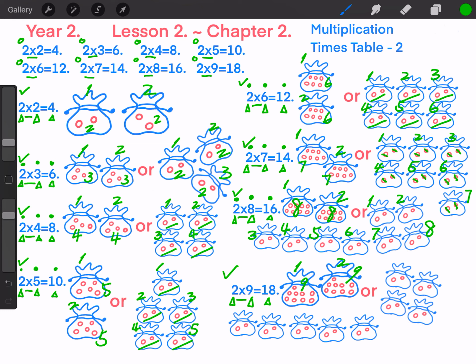Second possibility. There are 9 bags. 1, 2, 3, 4, 5, 6, 7, 8, 9. 9 bags. And in each bag, there are 2 marbles. So totally, we still have 18 marbles in total. 2 times 9 equals to 18.